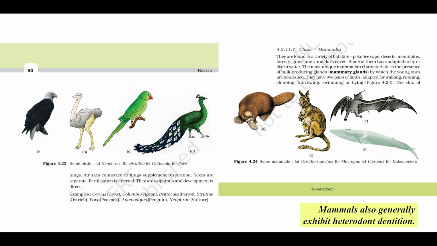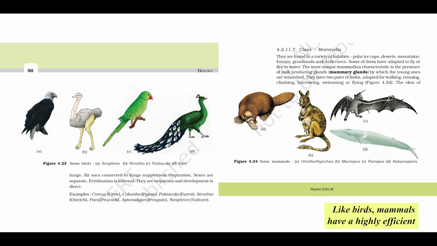Mammals also generally exhibit heterodont dentition. Heterodont, meaning different types of teeth. Exactly. Unlike reptiles or fish, which often have uniform teeth, homodont, mammals typically have different types of teeth, incisors, canines, premolars, and molars, present in the jaw, each specialized for different functions like cutting, tearing, or grinding food. The specific arrangement, the dental formula, varies between groups and is related to diet.